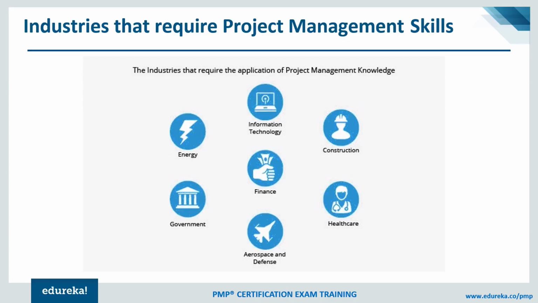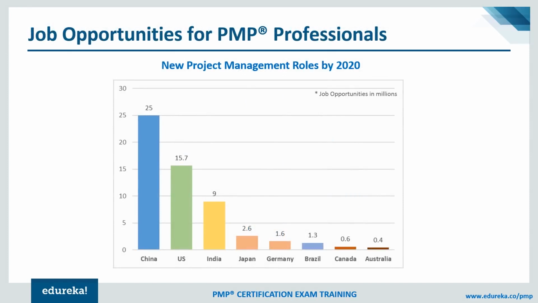Just have a quick look at this, which relates to the study that we talked about, that PMPs are getting these higher salaries, because there are so many new requirements coming up. There are so many new complex projects coming up. And another study that PMI did says that by the end of 2020 there would be more than 65 million new project management roles, concentrated mostly in China, US, India, Japan, Germany, Brazil. But these are not the only countries. These are the top countries. There are thousands and thousands of other jobs as well in different countries.